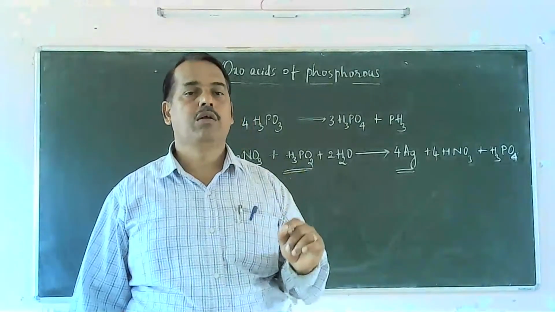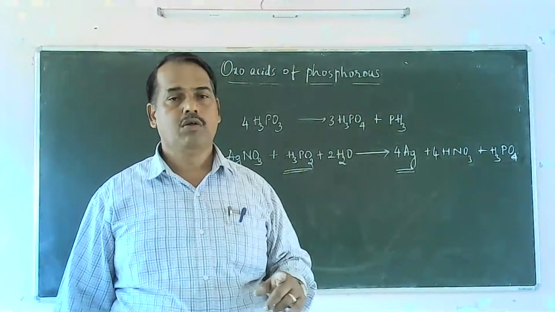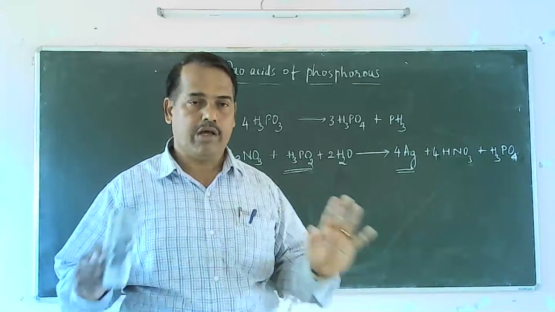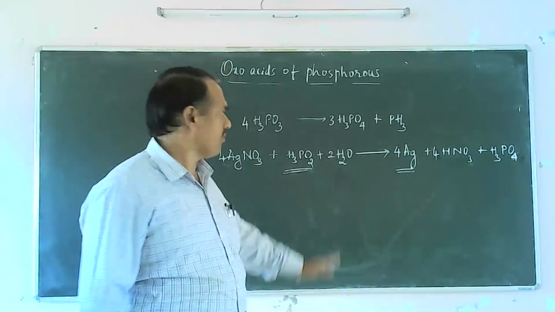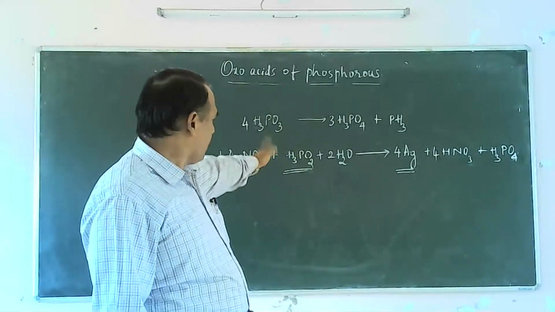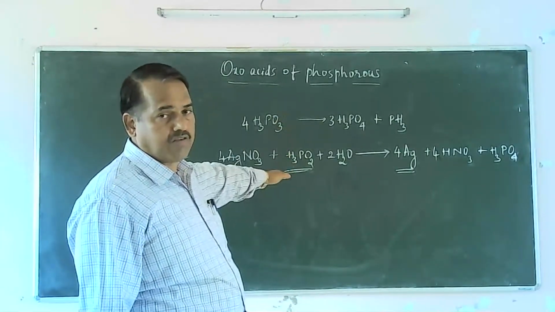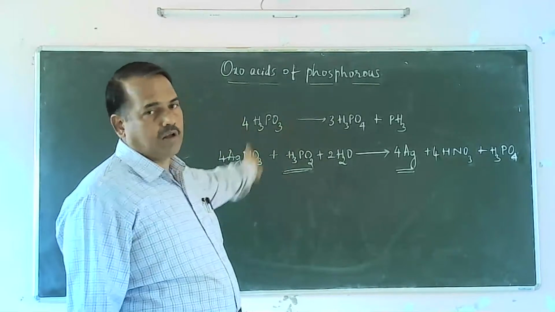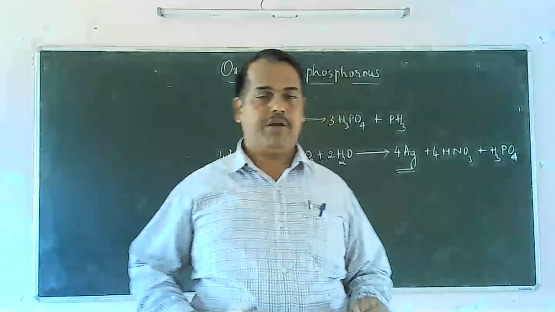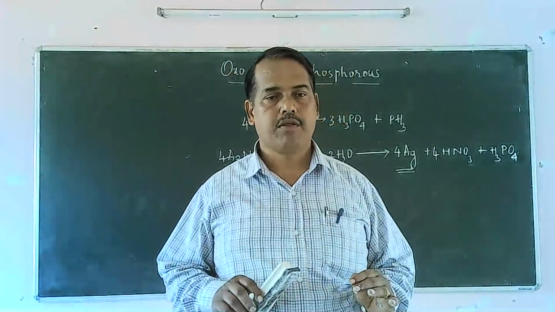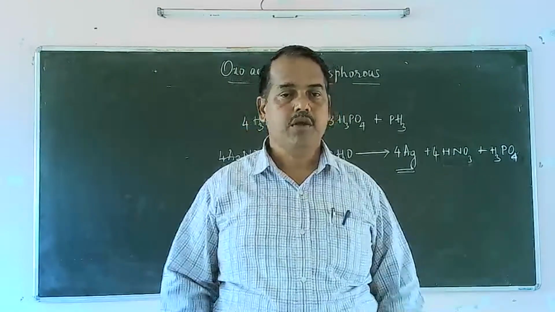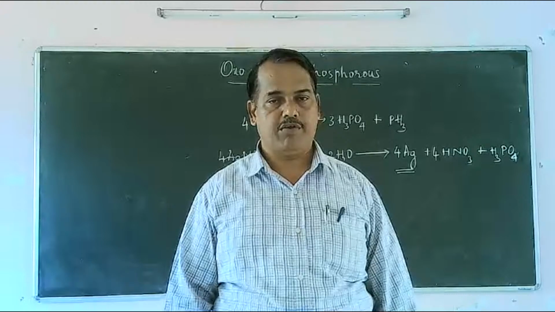Are you clear? Very slowly I am going to write the equation. So you have to practice. You can easily understand. Are you clear? So this is called the reduction reaction of hypophosphorus acid. Silver nitrate is reduced to metallic silver. Okay. So this completes our study of 15 group elements. Now we shall move on to 16 group elements.